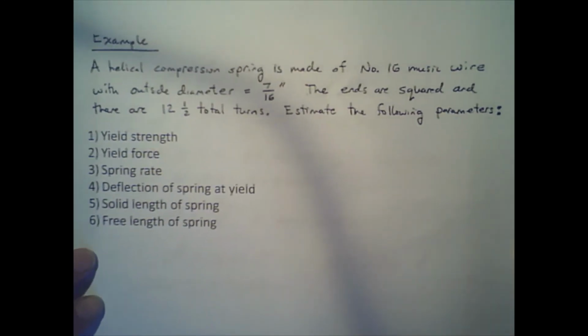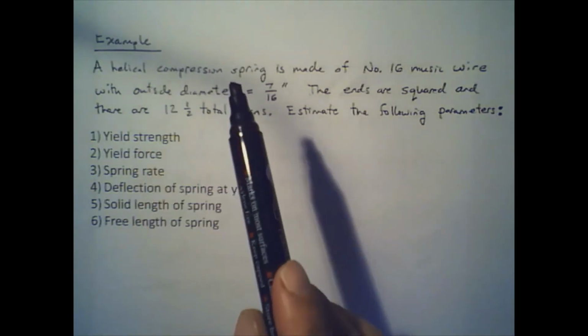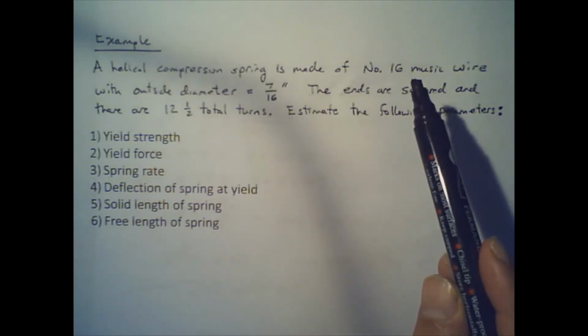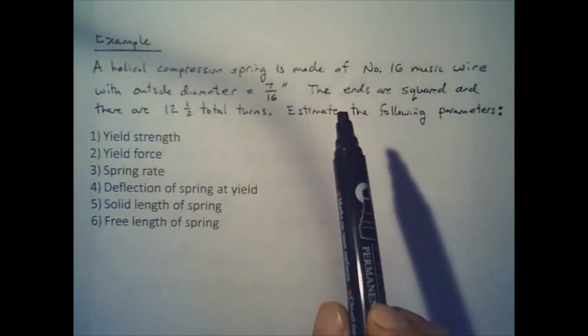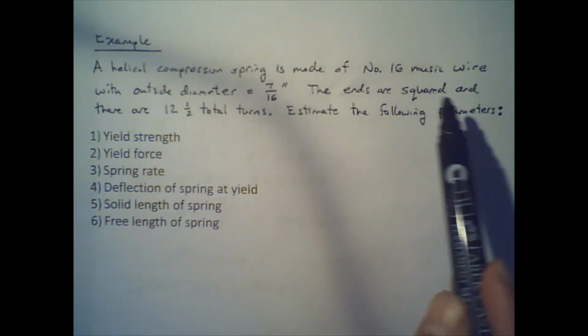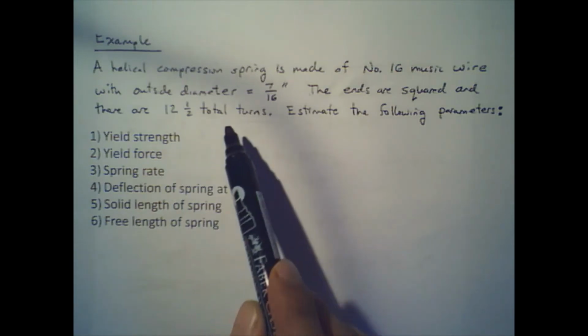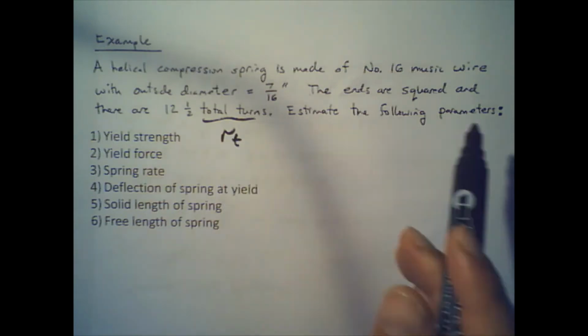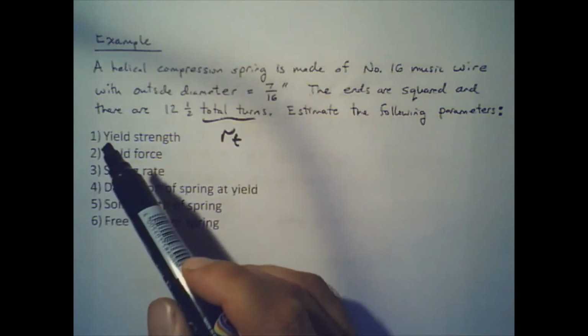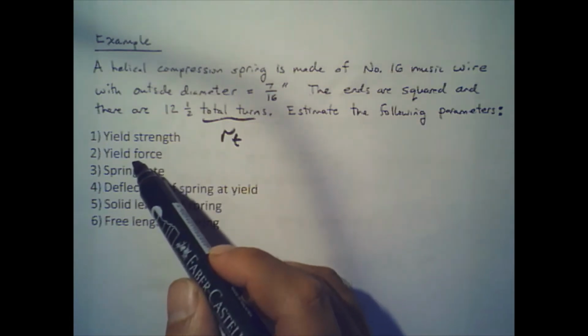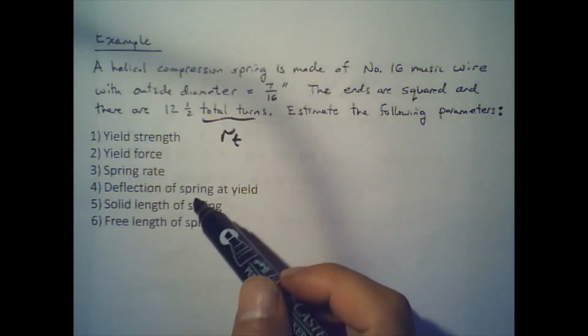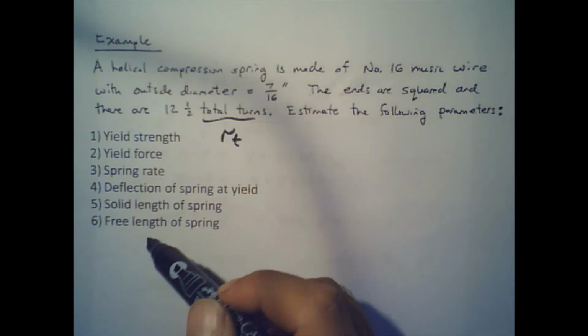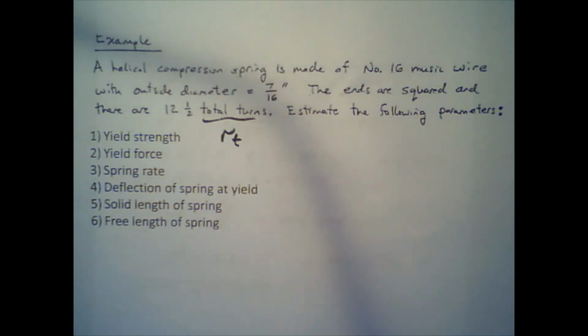All right, so now we can work on this example, and this example is in your notes. What we have is a helical compression spring made of number 16 music wire with outside diameter 7/16, and the ends are squared, and there are 12 and a half total turns. So total turns is Nt, right? Is not Na. Estimate the following parameters. We have to estimate the yield strength, the yield force, the spring rate, deflection of the spring at yield, solid length of the spring, and then the free length of the spring. So let's go at them one after another.